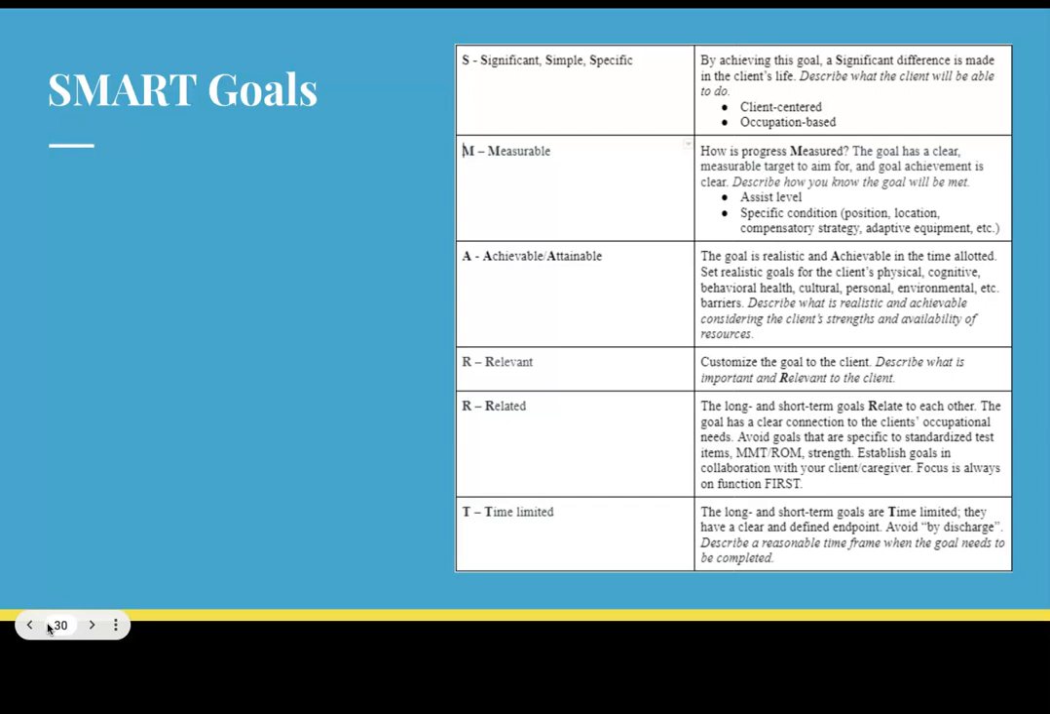So as we do our reassessment, this is how we update our goals and identify that they're making progress.